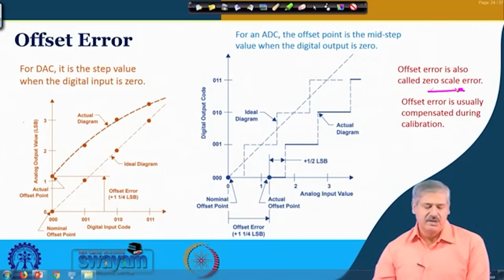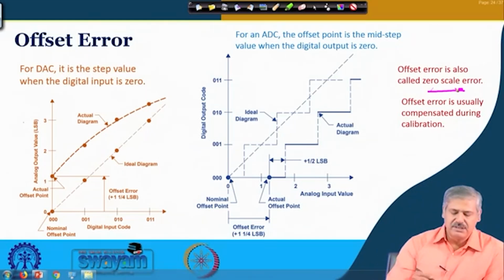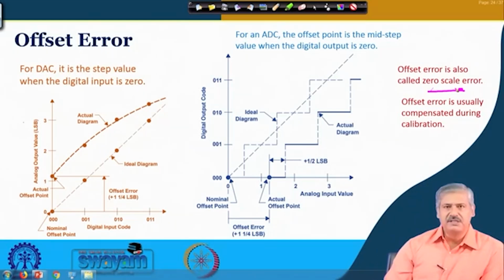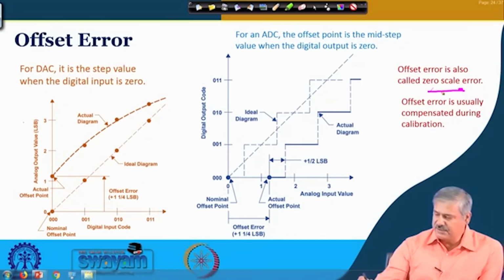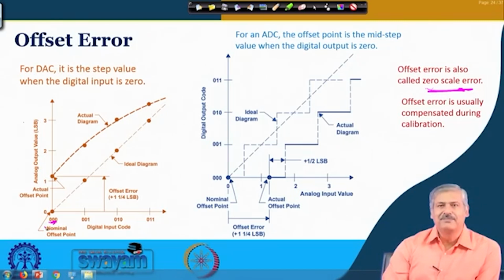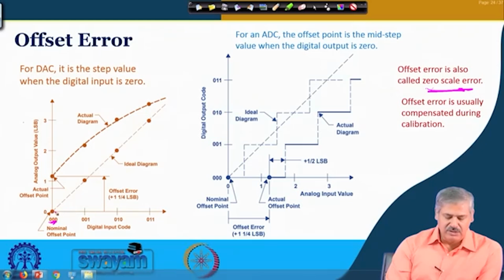So let us see, for DAC it is the step value when the digital input is 0. As I said, this is related to zero scale error. So when the digital input is 0, in the ideal case the analog output should be 0.